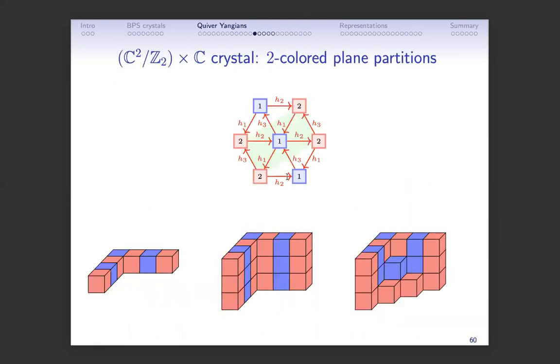This is how the colored crystal looks. It still looks like a plane partition, just with different colors. The color scheme is: we always start from 1, which here we use blue. Then along the x1 x2 direction the color alternates, and when you go to the x3 direction the color doesn't change. That corresponds to the projection of this periodic quiver.